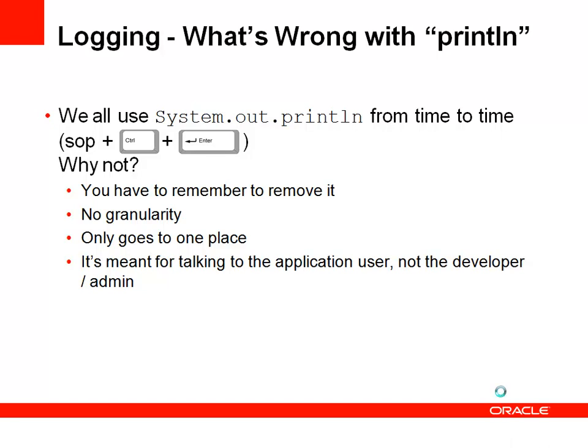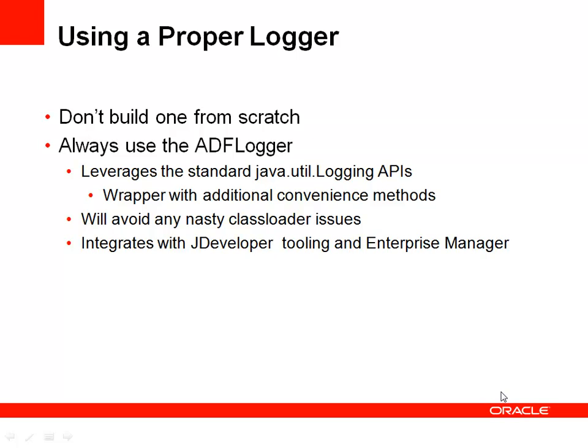So is there a better way? Well, of course the answer is yes. Let's use a proper logger. If logging is what we're interested in, then let's use a logger that we can switch on and off at runtime and see the output when and where we want to see it. And of course there are a lot of loggers to choose from within the Java world, but ADF has its own logger, the ADF logger, which wraps up the standard Java logging APIs and provides you with a very nice interface in the form of both JDeveloper tooling and Enterprise Manager tooling for both managing the switching on and off of logging, as well as viewing the output.